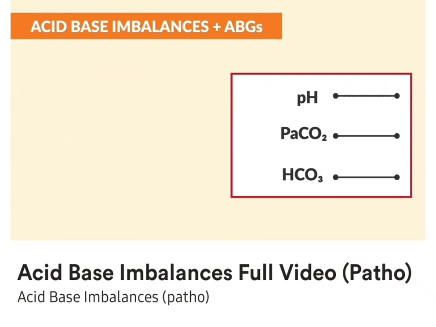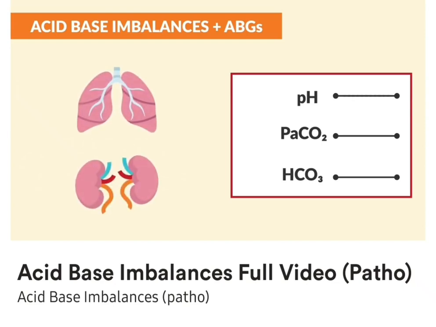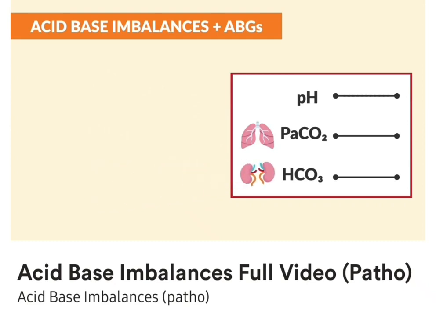Next, you just draw normal anatomy. Lungs over kidneys. So lungs are on top near the CO2 and the kidneys are on bottom.